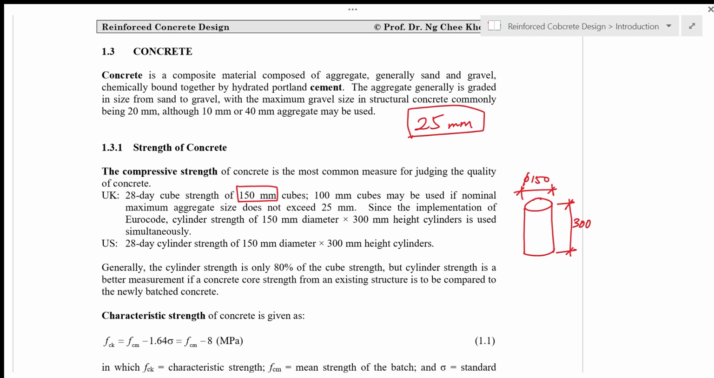So in that sense, we need a conversion factor for that. So that's why I said the 150 mm diameter cylinder strength will compare better to the core that we have taken out from the building.